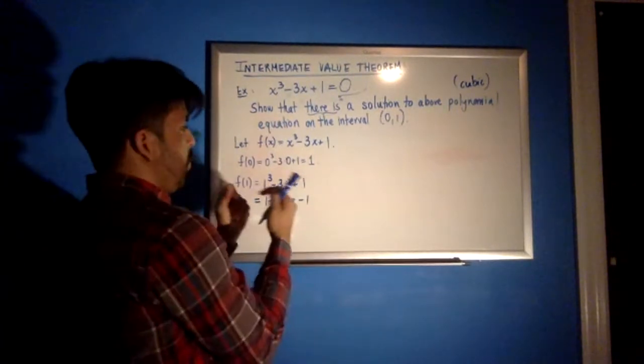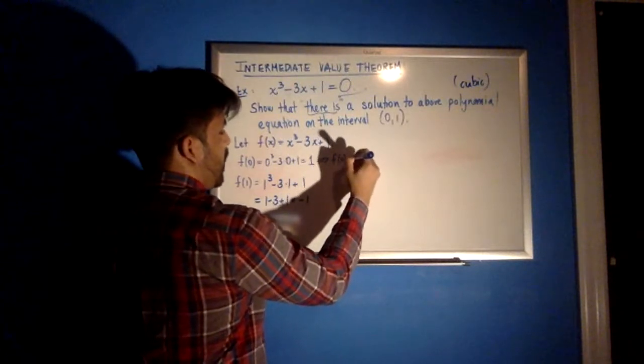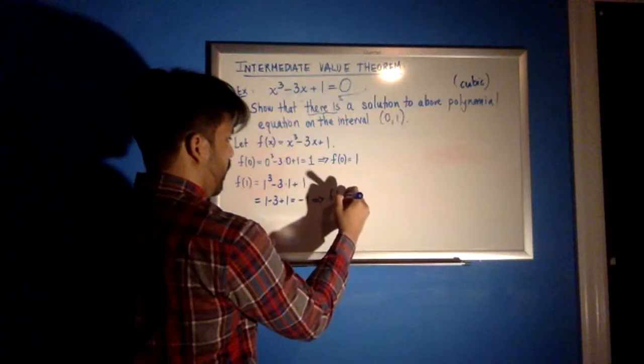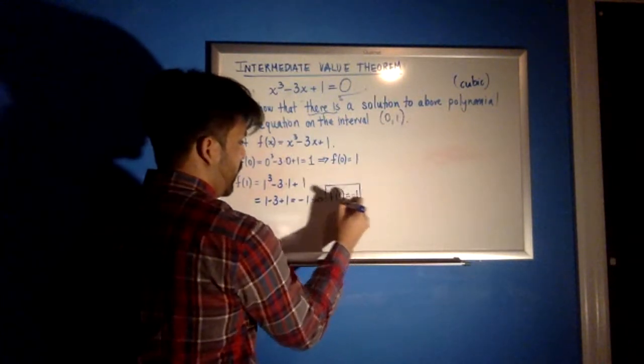So these are two important things. So what do I get? From here, I get that f of 0 equals 1. And what do I get from here? I get that f of 1 equals negative 1. And this is all I really need.